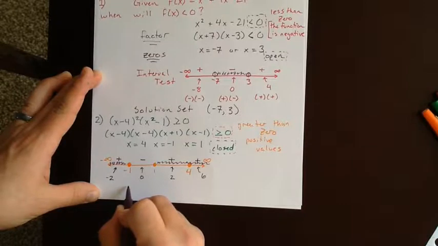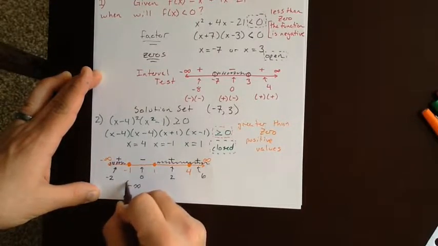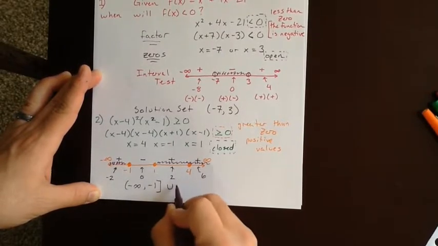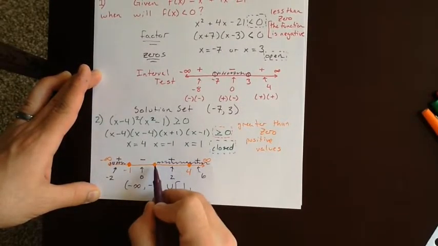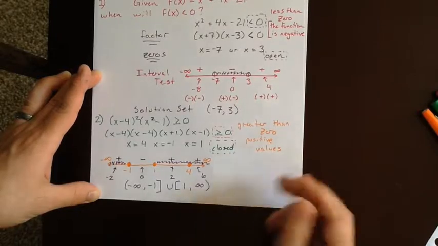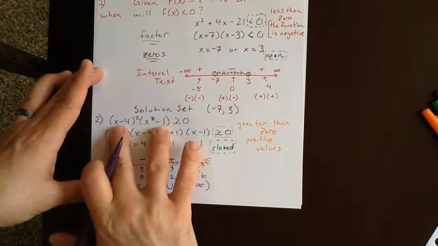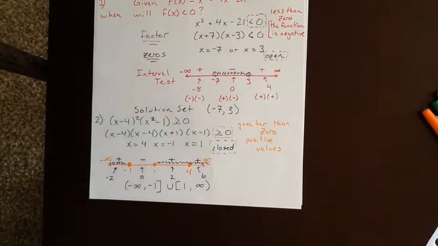So our solution set is negative infinity to negative 1, closed bracket, and then we jump up to positive 1 to positive infinity. And that would be any number within that interval makes our polynomial greater than 0.